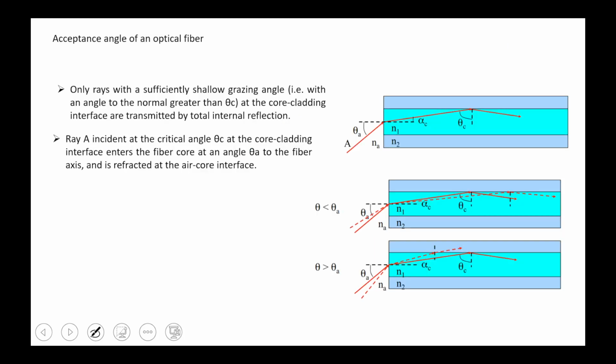You have to reply and answer like that. It will be reflected when theta is greater than theta a. Otherwise it will pass through the core and go into the cladding also, so we have loss of the signal in that case.